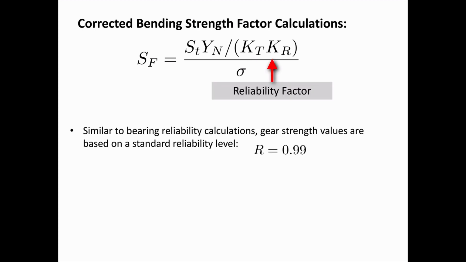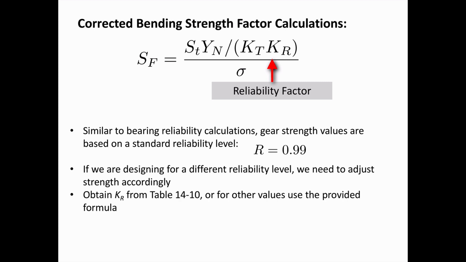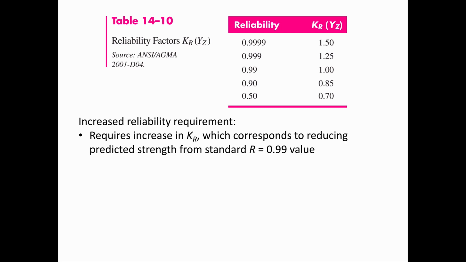Reliability factor. Similar to how we calculate reliability for bearings, the gear strength values are based on a standard reliability level of 99%. So what if we want to design for a different reliability level? We need to adjust the strength accordingly, and we do that using the reliability factor. We can get this from table 14-10, or for other values, we can use the provided formula. So here's 14-10. We have these 5 discrete values of reliability, but if we need something other than those values, we can use the following formula.